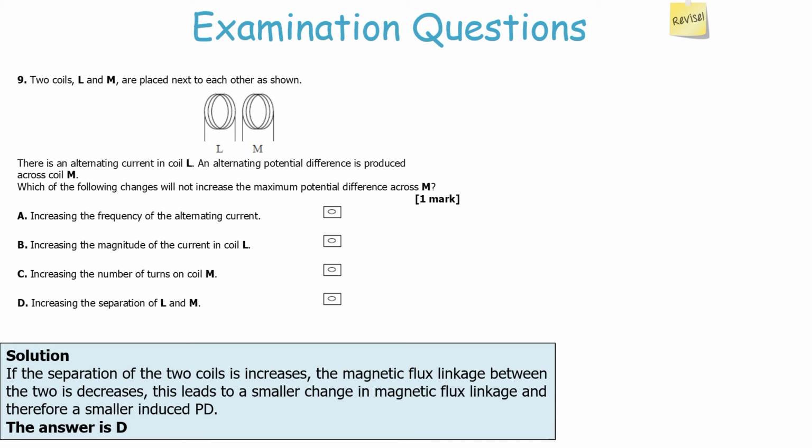So this would therefore lead to a smaller change in magnetic flux linkage. Now remember, it's a change in magnetic flux linkage that leads to the magnitude of the induced EMF. So a smaller change in magnetic flux linkage leads to a smaller induced potential difference. So therefore the answer is D.